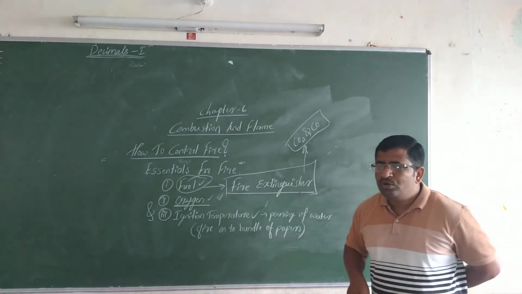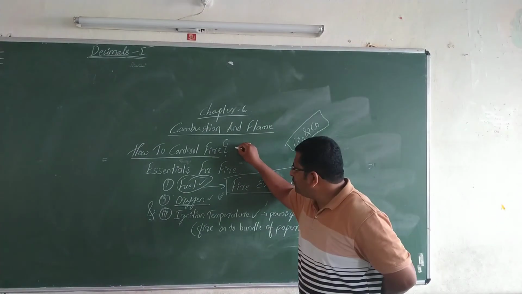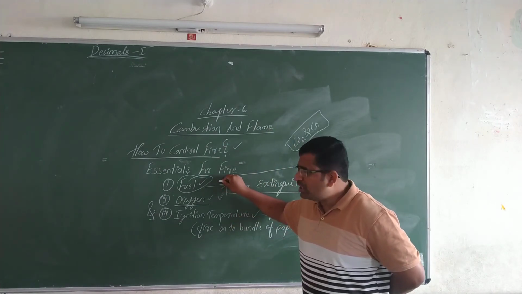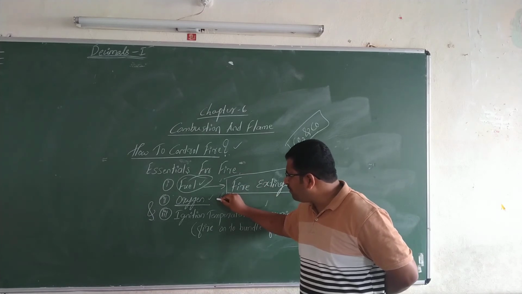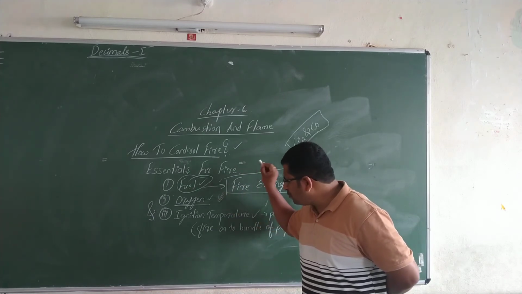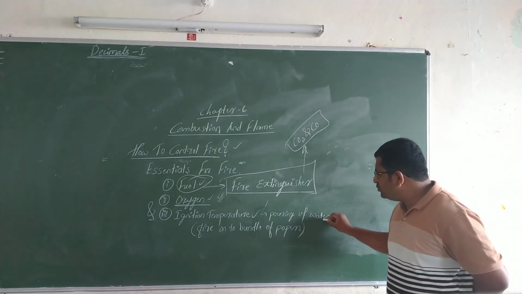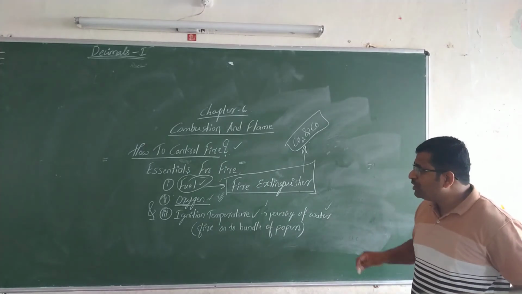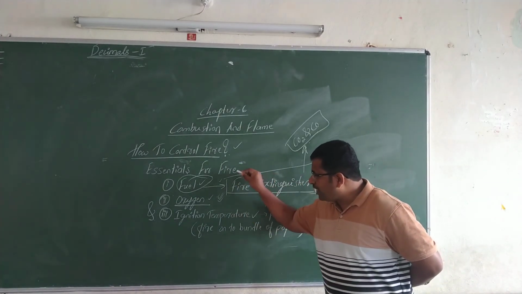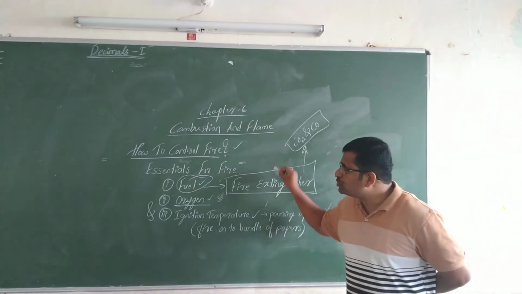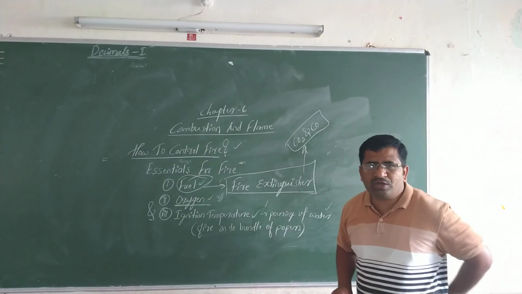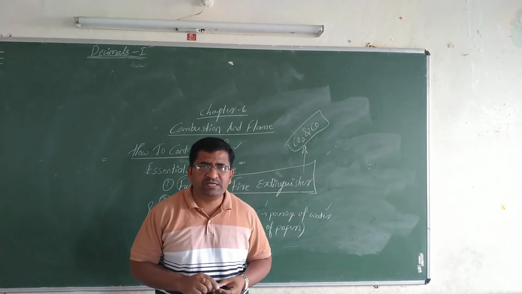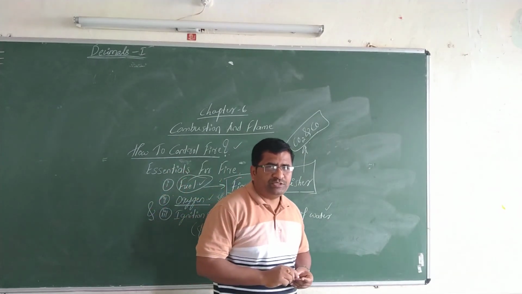Okay, so there are three ways to take control of the fire. The first is by removing the fuel, the second is by the stoppage of the supply of oxygen, and the third is by reducing the ignition temperature. By making use of any one of these three, it is possible to control the fire. With this I will stop today's class, and the remaining things of this lesson I will continue in the next. Thank you.